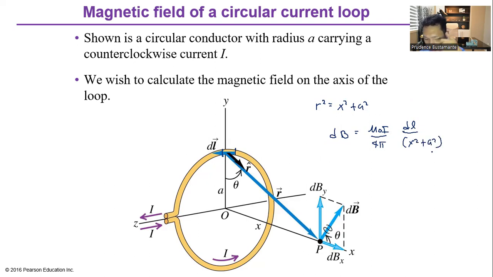So why is this? Let's go back to the definition of the magnetic field, the Biot-Savart law. We have that dB is equal to mu naught I over 4 pi times I dl cross r hat over r squared.